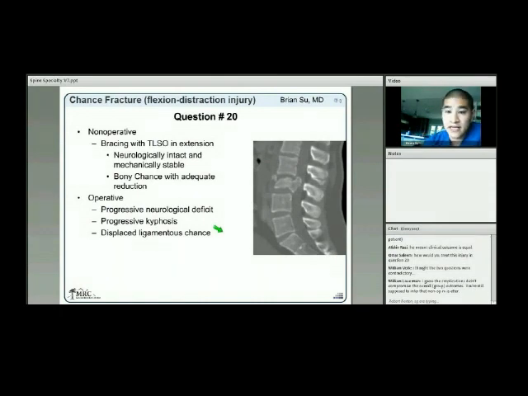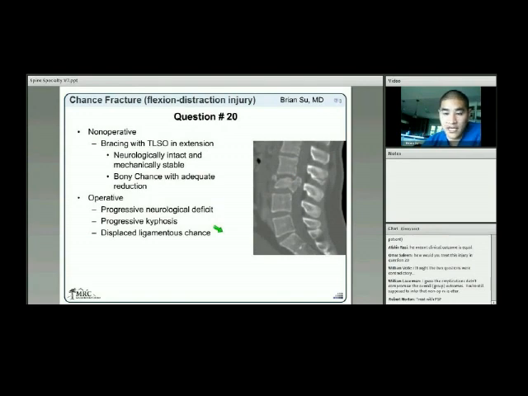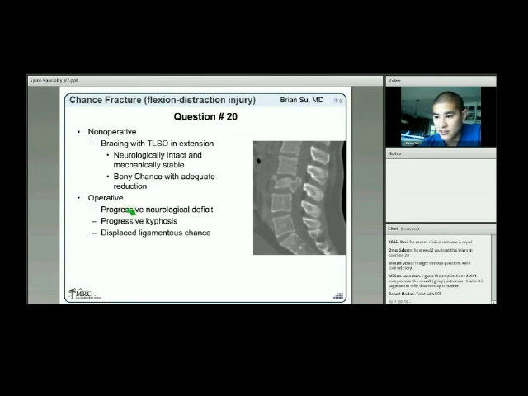In general, these patients can be treated non-operatively with bracing in a TLSO and hyperextension to close down the fracture. It's typically in somebody that is neurologically intact and mechanically stable. If there's a minimally displaced bony chance with adequate reduction and they're neurologically stable, I think they're pushing you towards non-operative management. If there's, once again, progressive neurological deficit, if there's kyphosis over time, or if there's a very displaced ligamentous fracture or a ligamentous chance injury, I would treat that operatively. I think they would probably focus on progressive kyphosis and neurological deficit.